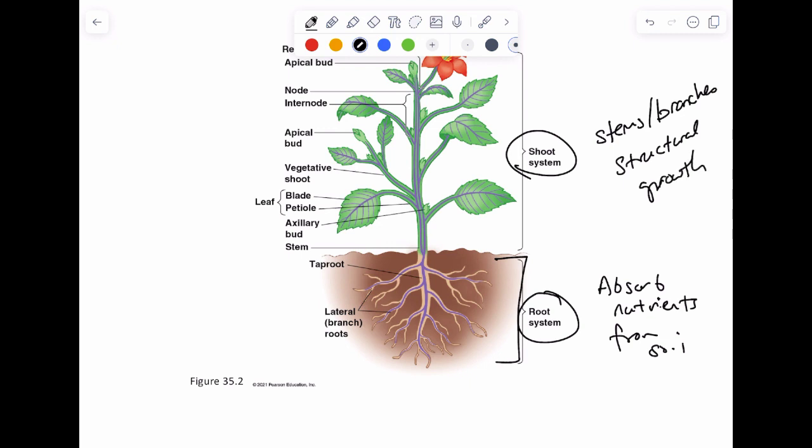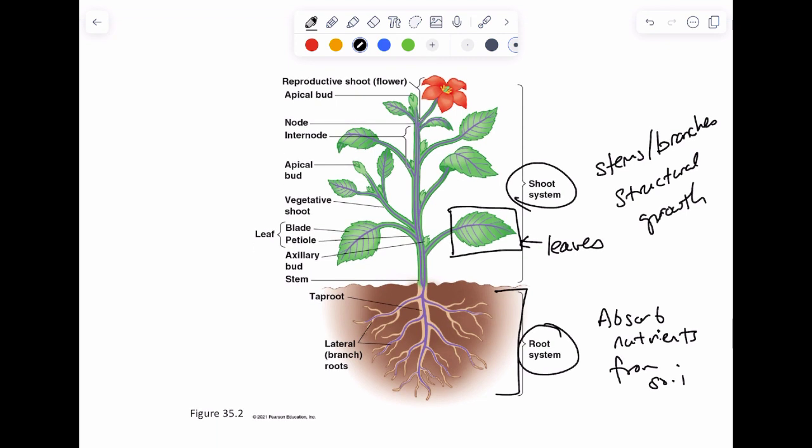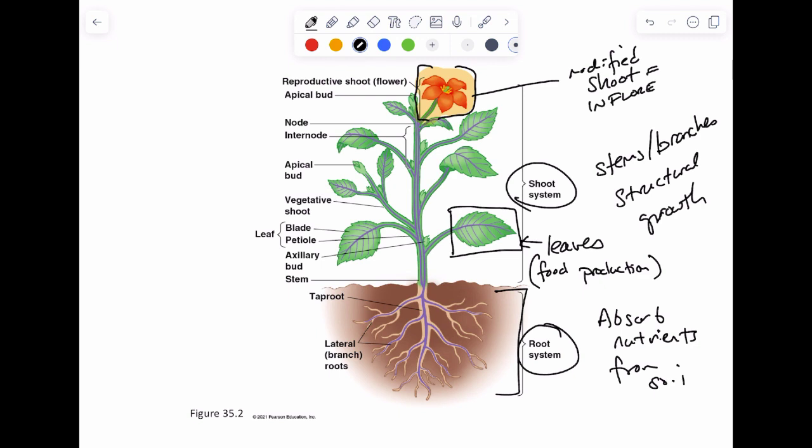These are going to be there so we can have growth. We can have structure. Ultimately, they're going to start forming these things that we'll call the leaves. The leaves, of course, are famous for food production. And at some point in this plant's life cycle, it's going to produce a modified version of a shoot that we call an inflorescence. And this is what's going to give rise to flowers.